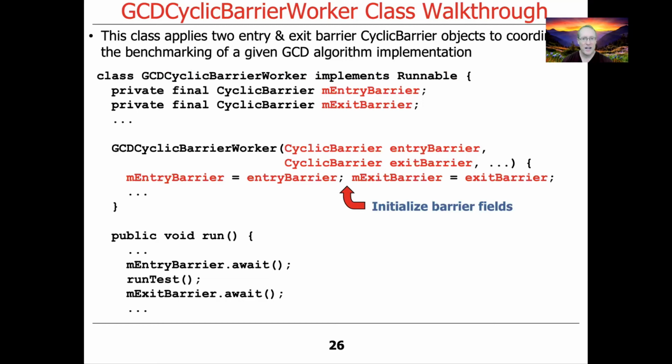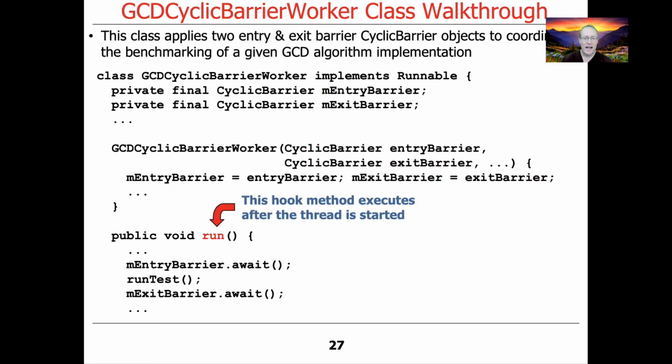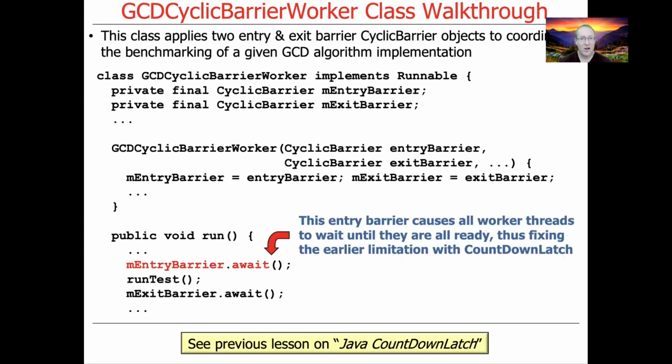You can see that the constructor takes the exit and entry barriers and stashes them away in local fields. And then here's the runHook method. This is the one that's going to be run when the thread is started. So take a look at what it does. All the threads that are started and have their runHook methods called will almost immediately block on the entry barrier when they call await. So all those threads will now be waiting, kind of like in the starting block in the road race or the horse race or the foot race. And that fixes that limitation we saw with countdown latch. So nobody starts till everybody's ready to go.